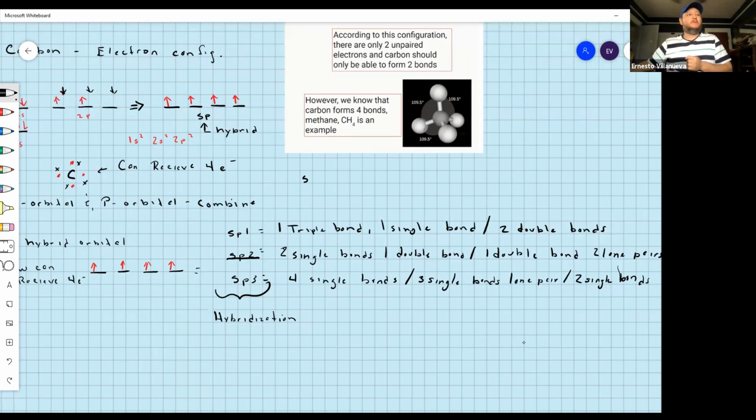sp2 hybridization, because we have 3 bonding domains, and those bonding domains exist as 2 single bonds and 1 double bond. sp3 would be 4 domains, 1s and 3p. So this is 4 domains. This is 3 domains. And this is 2 domains.